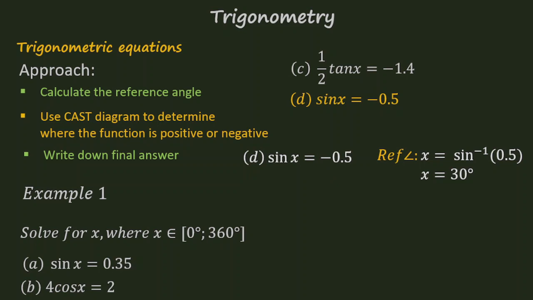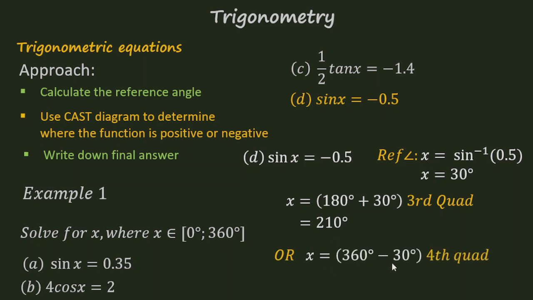In the third quadrant, we have 180 degrees plus. So this is the third quadrant. So we're going to say 180 degrees plus the reference angle, which will be 210 degrees. And it is also negative in the fourth quadrant, so it will be 360 degrees minus the reference angle, which gives us 330. Then we can write the final answer: x is 210 degrees or x is 330 degrees.